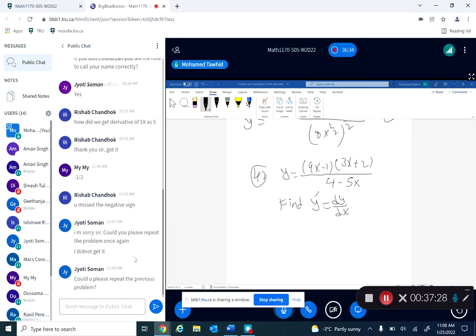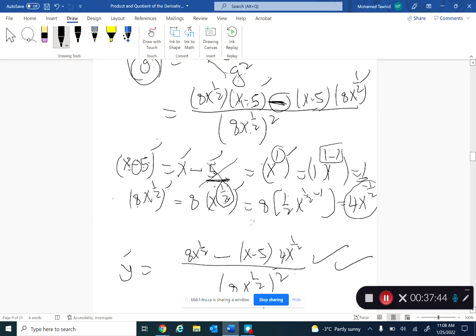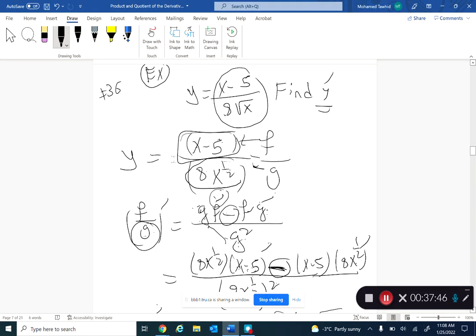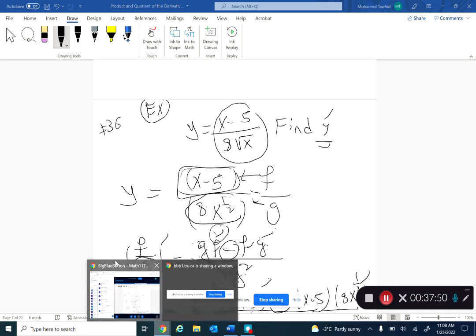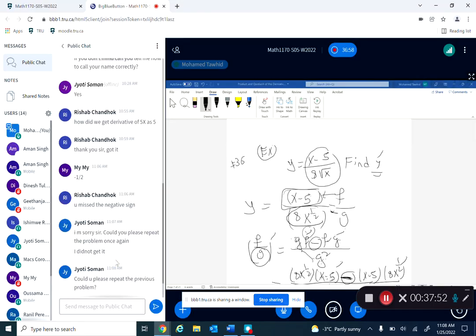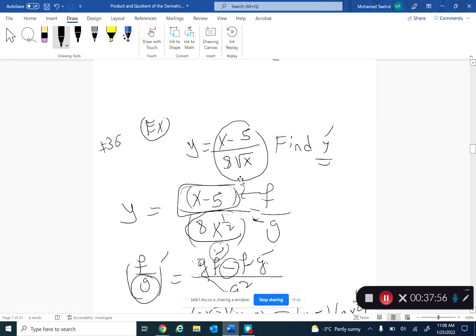Could you please repeat the previous problem? Which one? Which problem? I'm sorry, sir. Could you please repeat the problem once again? Okay, I don't mind. Which one can I repeat here? Just let me know which one I can repeat before I give you another one. This one? Is that the one here? This example here? All right. So let me repeat this one then.